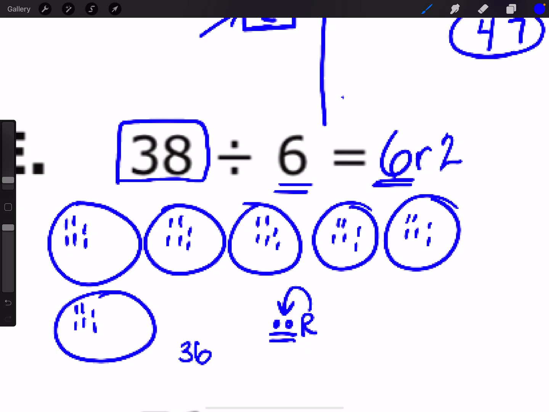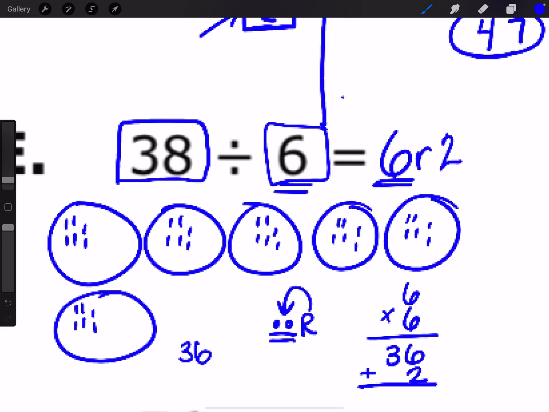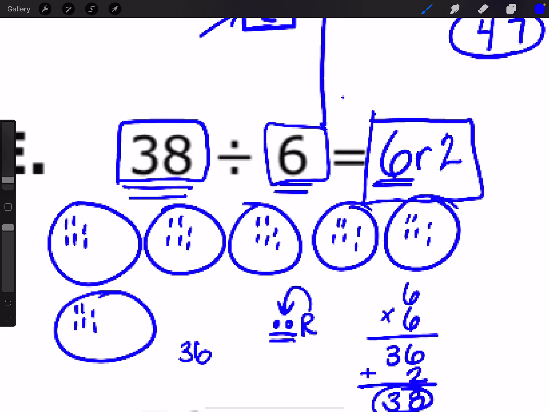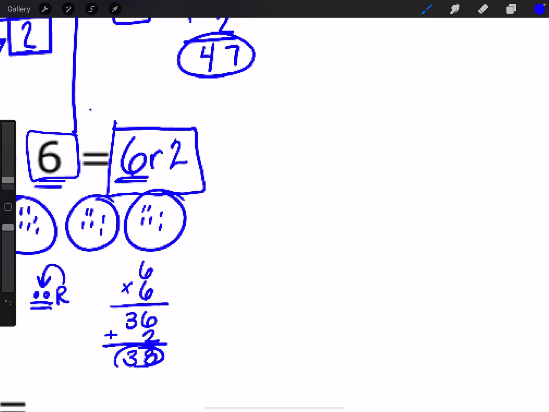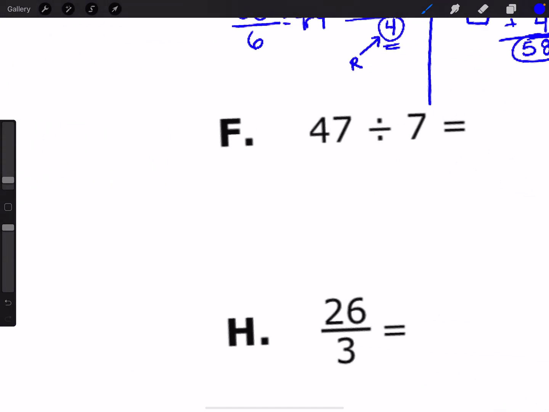Now again, we can do multiplication. We take this 6, we multiply it with the divisor, which is also 6. So 6 times 6 is 36. And then with the remainder, we add it. So 6 plus 2 is 8. 3 plus 0 is 3. And that should be our dividend, and it is. So we checked it. So 38 divided by 6 is 6, remainder 2.